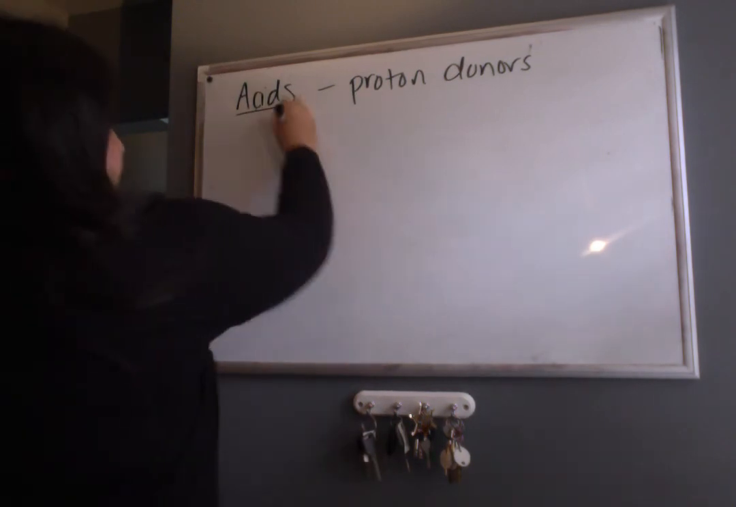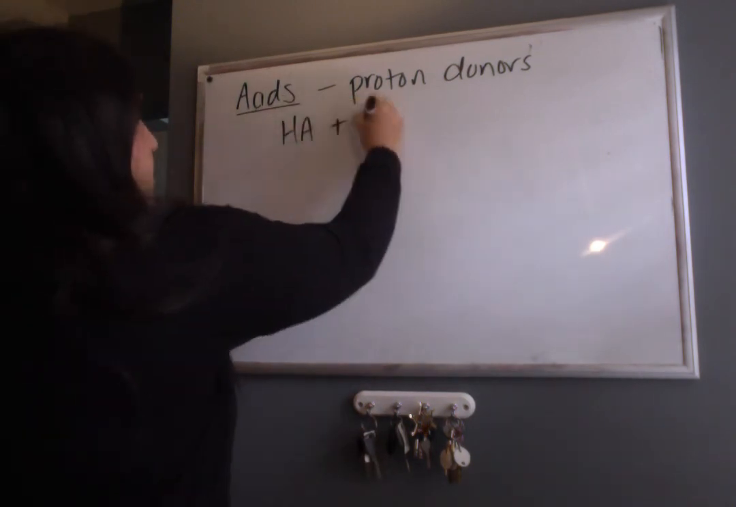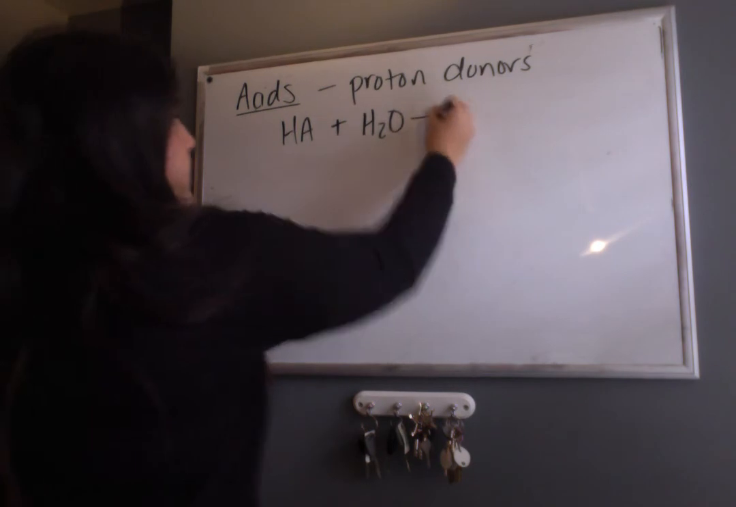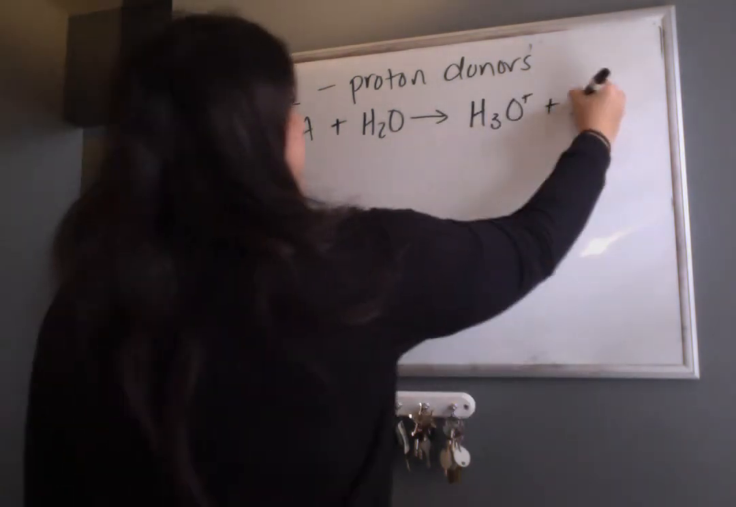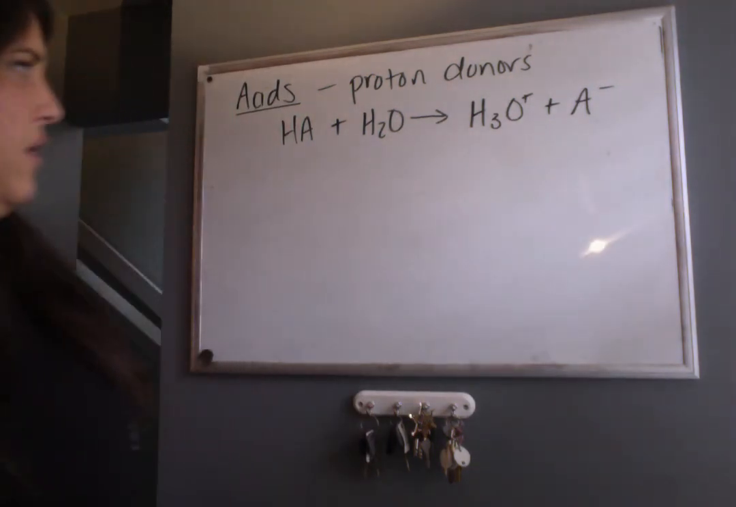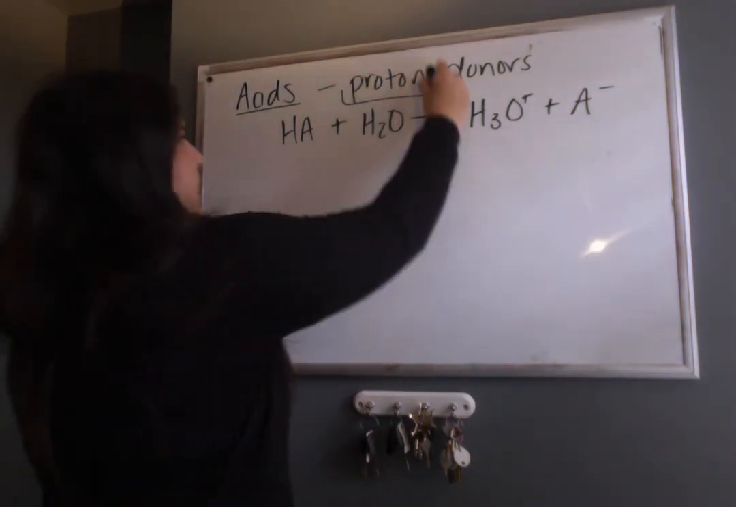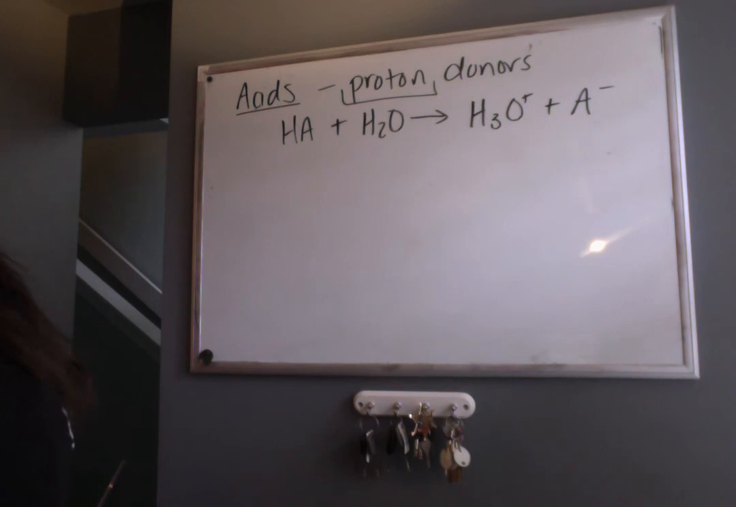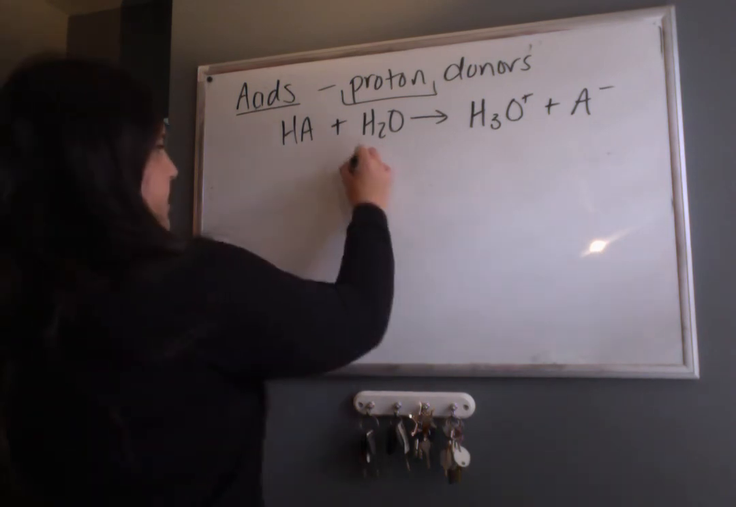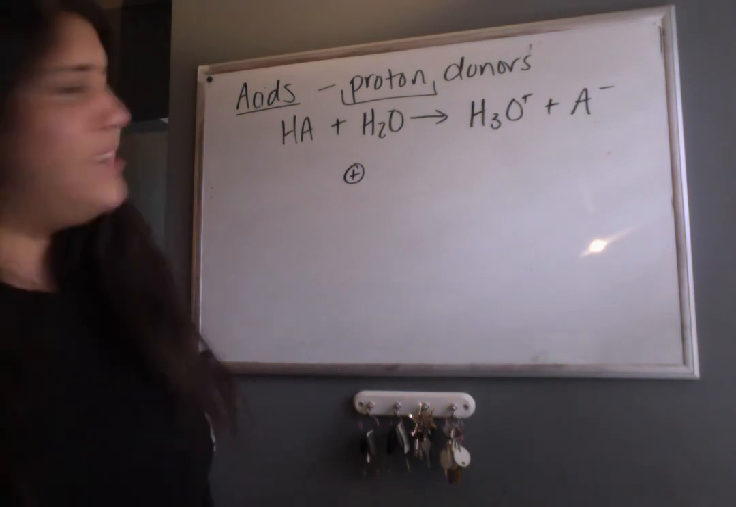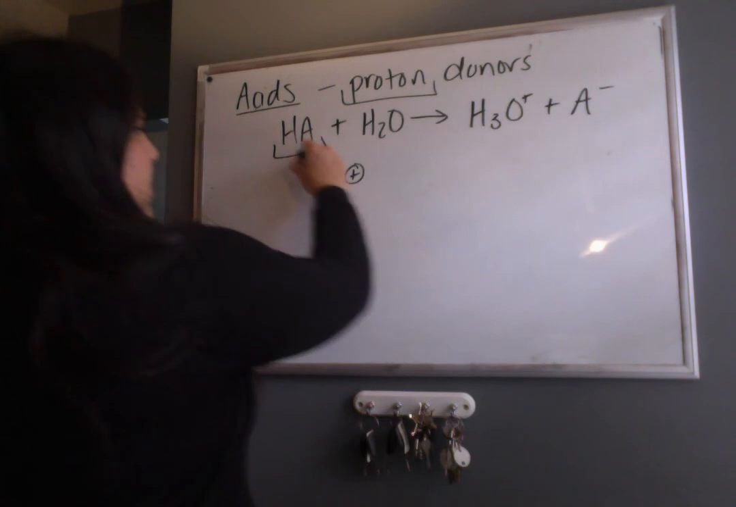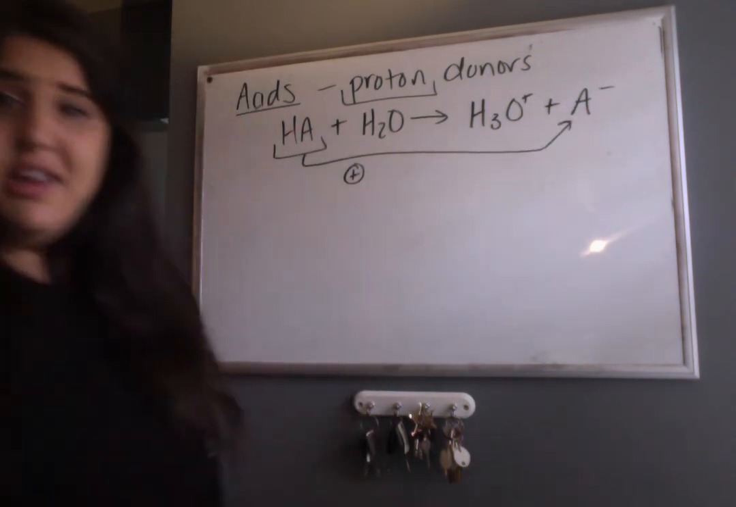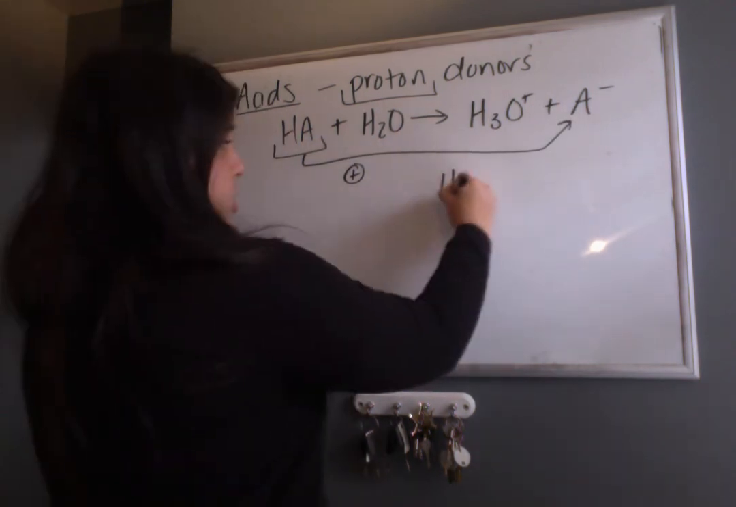The Arrhenius theory was kind of ignoring water for the most part, so what we say now is that my acid HA reacts with water to produce H3O plus and A minus. Now, what is a proton? Acids are proton donors. When I think of a proton, I think of a positive charge, and what did my acid really donate? From here to there, it seemed to have donated an H plus.